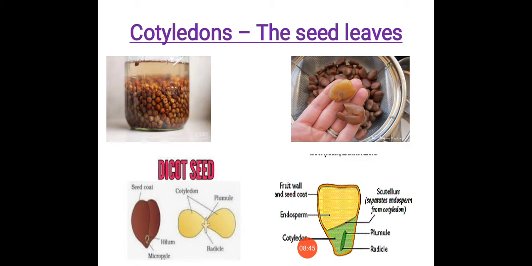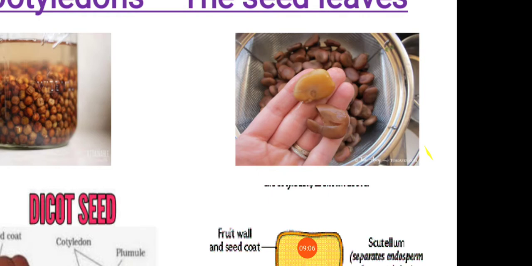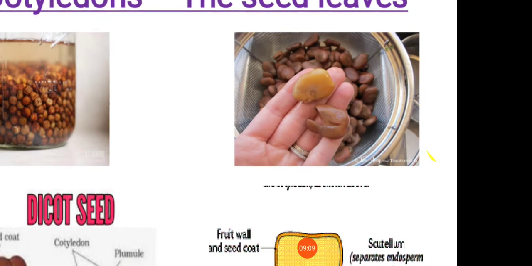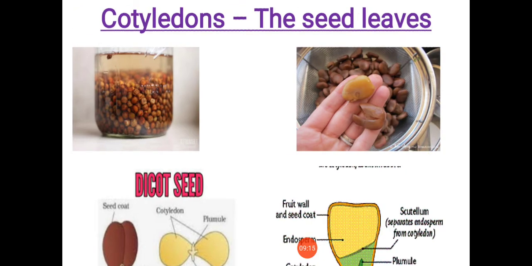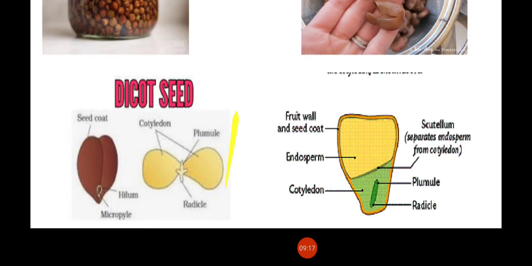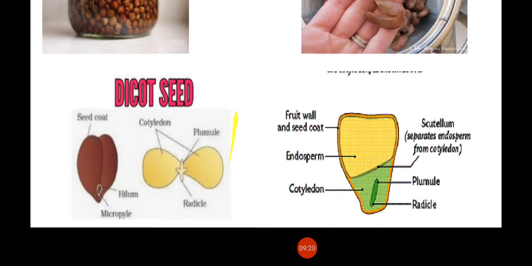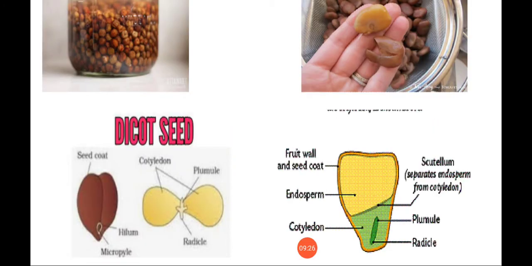Then we'll move on to the topic of cotyledons. What are cotyledons? The seed leaves are called cotyledons. If you press the soaked pea or gram seed slightly, you will be able to peel off the seed coat like this. The seed inside has two halves joined only at one point, like this in the dicot seed. These are called seed leaves or cotyledons.